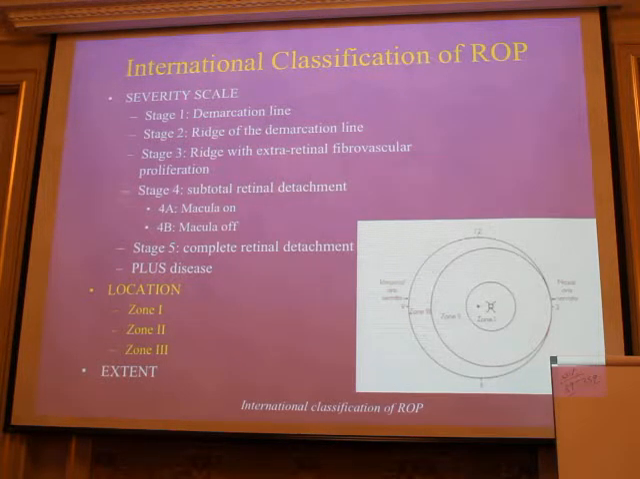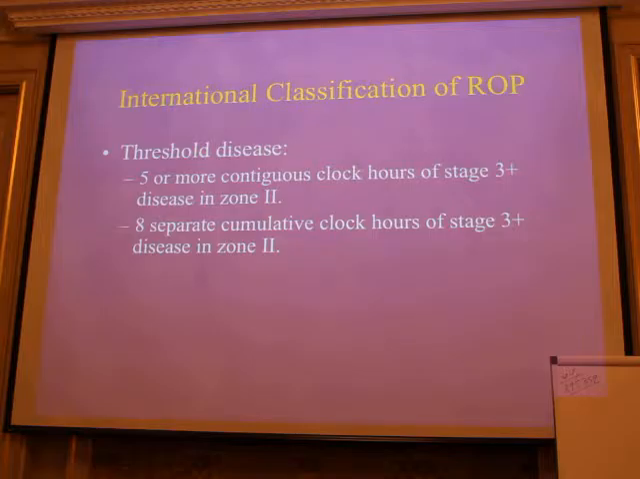This was also complemented by the extent in that zone, so the number of clock hours where the disease is involved. The segments of each circle were devised, and this is what you call the number of clock hours. So now, with this international classification, threshold disease was coined. What is threshold disease? 5 or more continuous clock hours, or 8 separate clock hours, of stage 3 plus in zone 2.